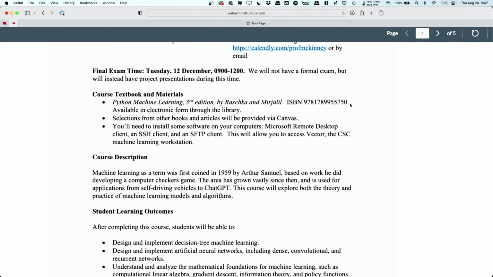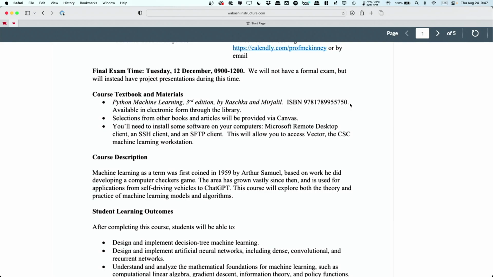All right, here's the book. It's available for free through the library in ebook form, with an extremely unrestricted license. So you guys basically don't have to do anything. Other selections, articles, things like that, I'll put on Canvas as relevant.